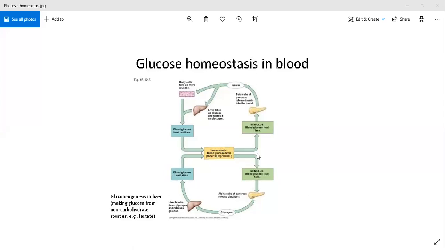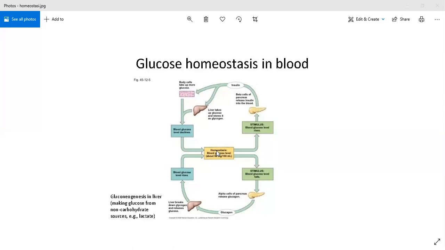So when you are fasting or you are doing tedious exercise and you have hypoglycemia, this is what happens. It is your glucagon that breaks down the glycogen here and returns it back to glucose so that you can have enough glucose in your blood that can go to your cells to generate energy for your body.